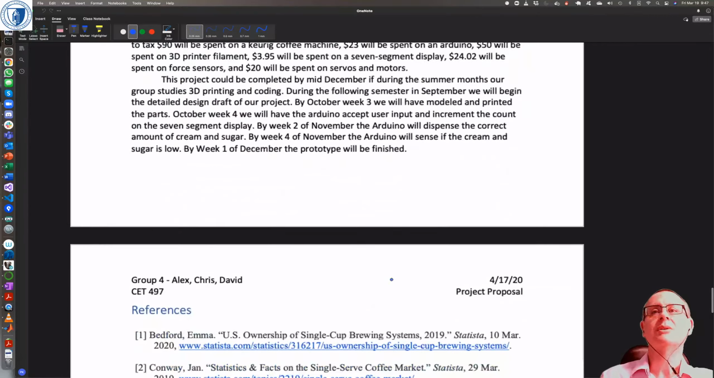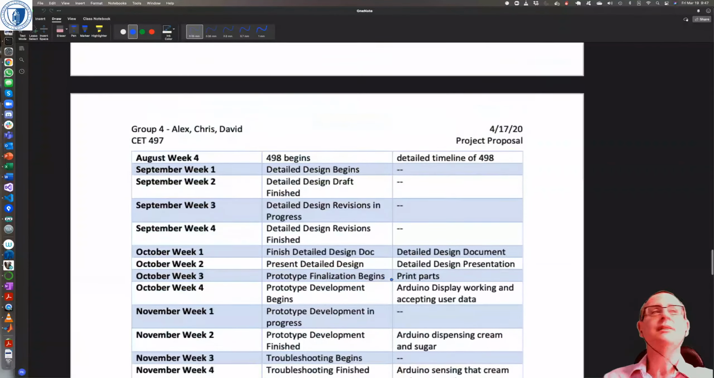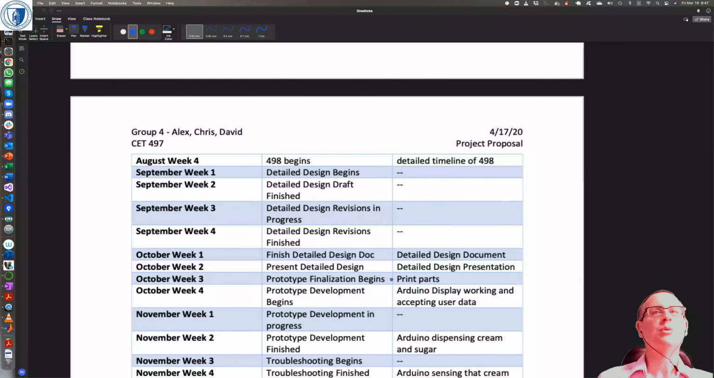And it's got a conclusion, and then references also. Okay, this is available in OneNote. If you want, I can make it available in Blackboard as well, just so that you can see the sort of thing that people did.